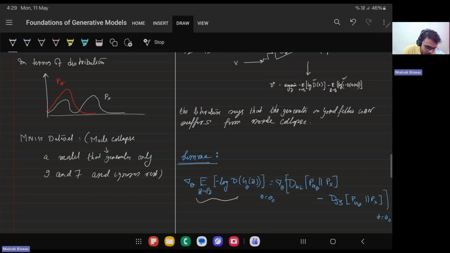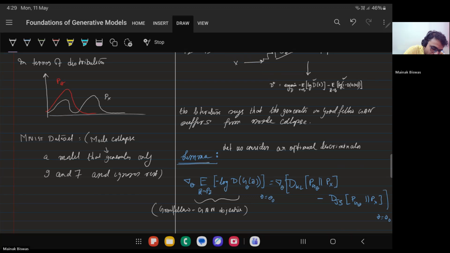So this is my objective. This is my GAN objective, Goodfellow GAN. And this is in terms of a negative of a JS divergence, which we absolutely did not start from. We started from the positive of a JS divergence, and the gradients are exactly in the opposite direction if I do this loss. Let's see what is happening. So let us consider an optimal discriminator D star of x.